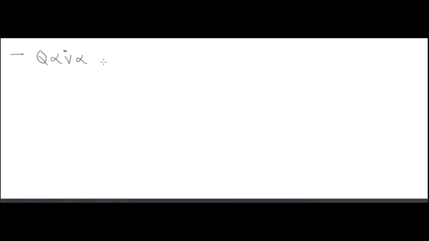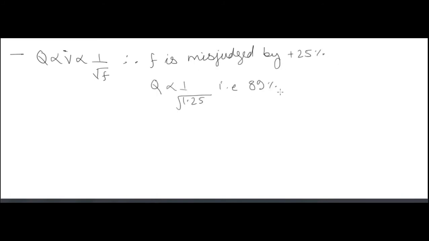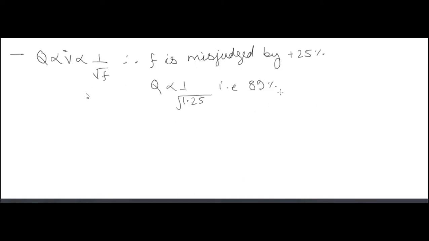Now discharge, that is volumetric flow rate, is proportional to the inverse of the square root of the friction factor. From the first formula, head loss due to friction hf is equal to f L V square by 2 d g, and from that equation we get that discharge is proportional to the inverse of the square root of friction factor.